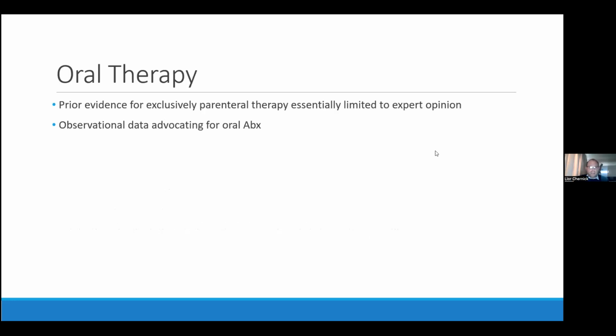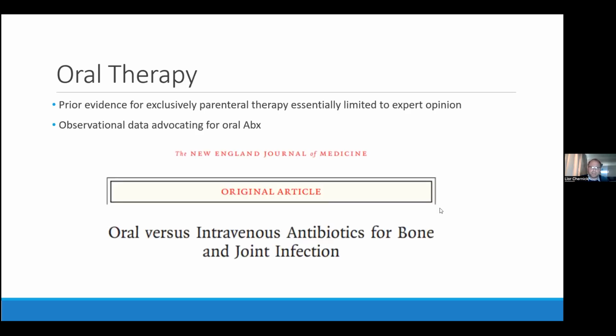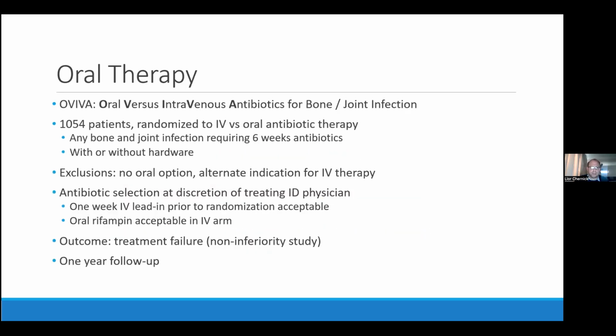Moving on to the second last of the two topics, oral therapy. Prior evidence for exclusively parenteral therapy was very limited, essentially expert opinion, and based on the concern of not achieving adequate tissue levels within the bone. There's actually a real ton of observational data advocating for oral antibiotics in osteomyelitis or prosthetic joint infections, but this was really solidified by good randomized data from the OVIVA trial in 2019.